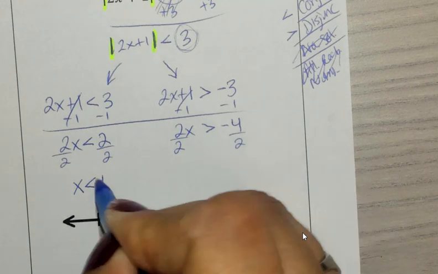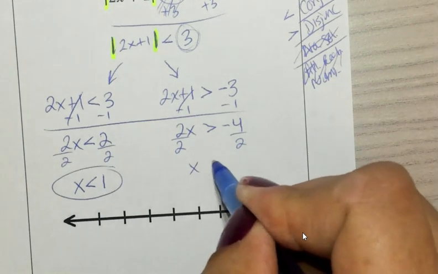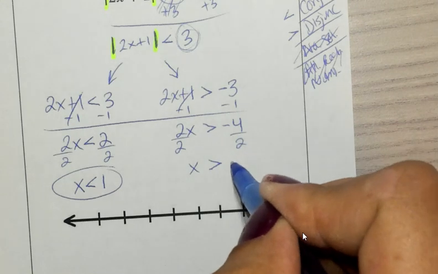2 divided by 2 is 1. And then x, keep the symbol. -4 divided by 2 is -2.